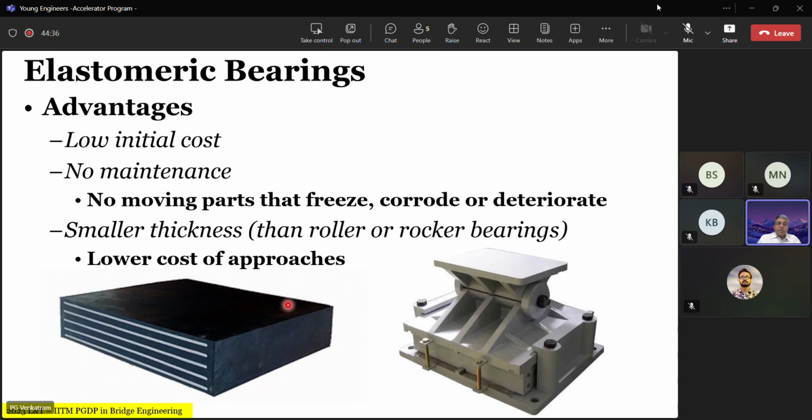Elastomeric bearings have a low initial cost and practically no maintenance. They have no moving parts that freeze, corrode, or deteriorate, and they are much smaller in thickness when compared to the traditional rocker roller bearing. So for small spans, it helps in lowering the height, so that the approach cost reduces. It's not a very big amount, but nevertheless for small bridge lengths, it makes a difference.